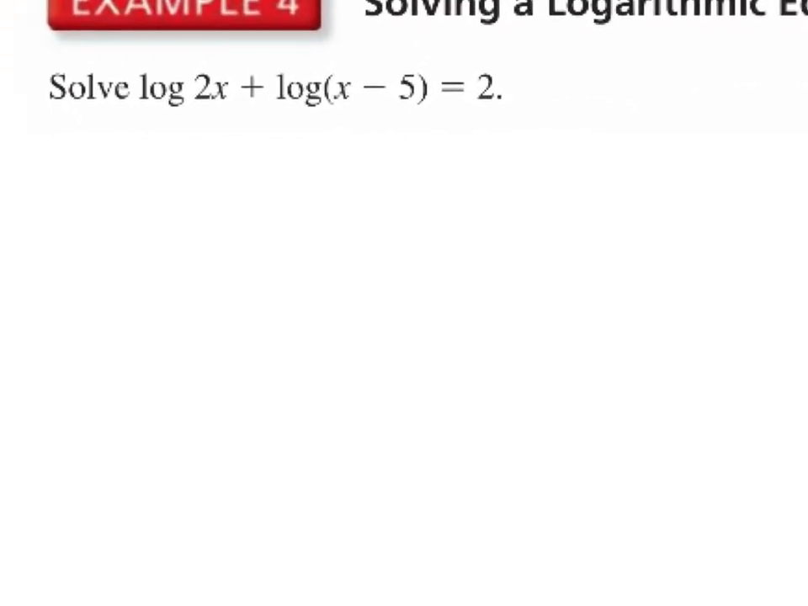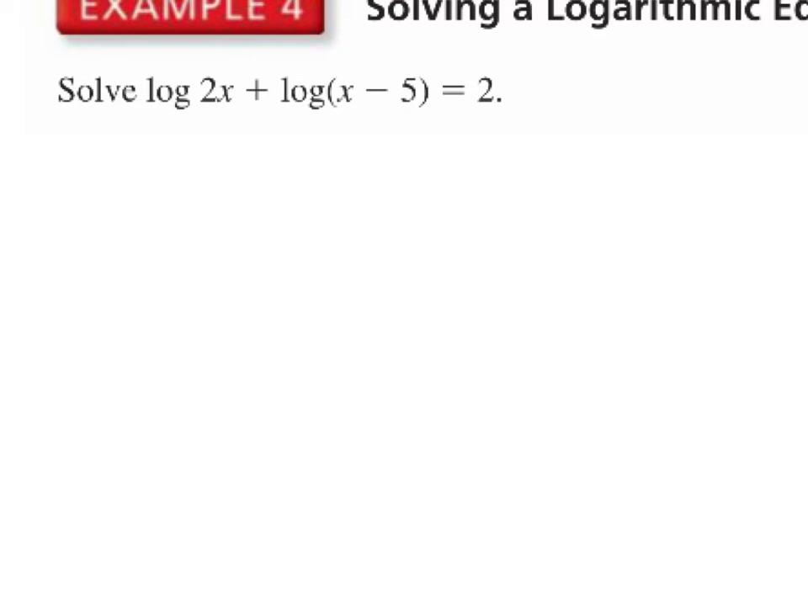Example 4. Again, we're solving a log equation, but it's a little different here because we have 2 logs on one side. Ideally, we just want 1 log. So how can we combine these 2 together? Condense it together. Awesome. Since we're adding, to condense it to 1 log, we multiply them. So this is log of 2x times x minus 5 is equal to 2.